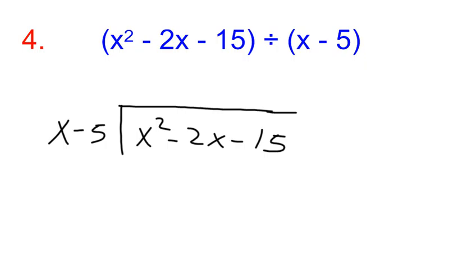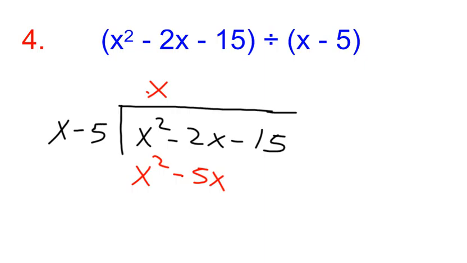So now we're going to ask ourselves the question, x times what gives us x squared? And the answer is x times x gives us x squared. So we put that up top, and then we multiply that down. So we multiply the x by the binomial. So we say x times x is x squared, and x times a negative 5 is a negative 5x. Next step would be to subtract.